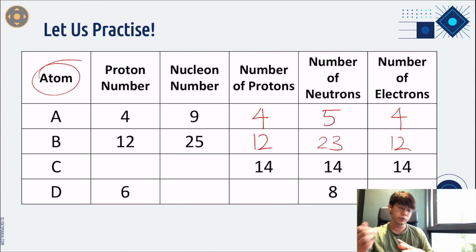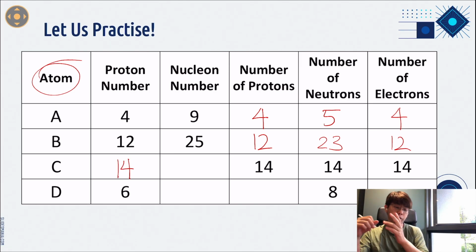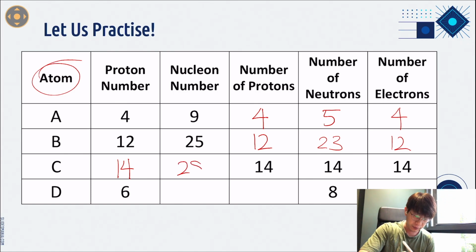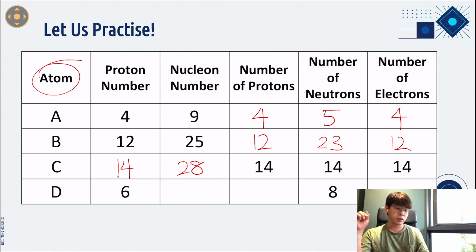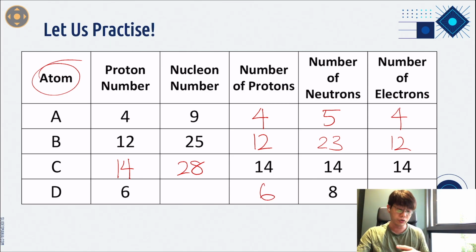Then let's look at the next one. I'm given 14 protons, 14 neutrons, and 14 electrons. The proton number is the number of protons, so this is 14. And the nucleon number is the number of protons and neutrons added together, so it's 14 plus 14, that is 28. Lastly, D: the proton number is 6, so the number of protons is 6. Because it's electrically neutral, the electrons is also 6. And neutrons is 8. Protons is 6.